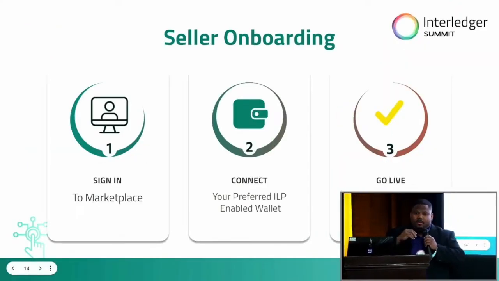Let's say our founder launches a marketplace to connect moms to help them as they go through the process of maternity leave, where the founders know their markets. They know the seller and buyer dynamics in their markets, and they're able to launch viable platforms that we'll be helping them with as well. So a seller connects their preferred ILP-enabled wallet, and then they can begin selling to buyers.